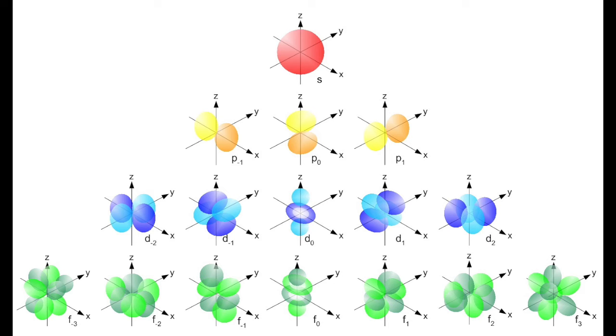Pictured in the diagram are the possible probability clouds of electrons in orbitals. To indicate an orbital in a particular energy level, write the number of the energy level followed by the letter of the orbital. For example, the p orbital in the second energy level is designated as 2p.